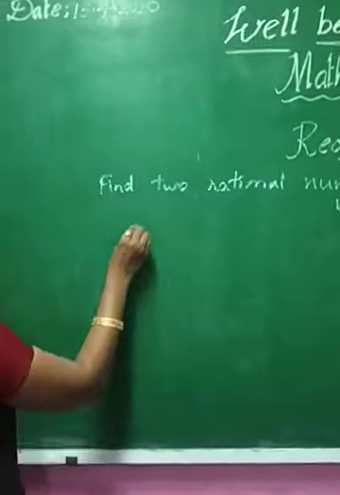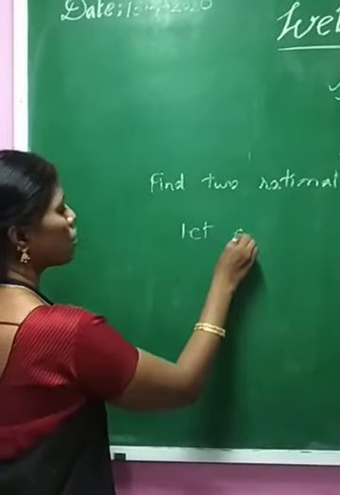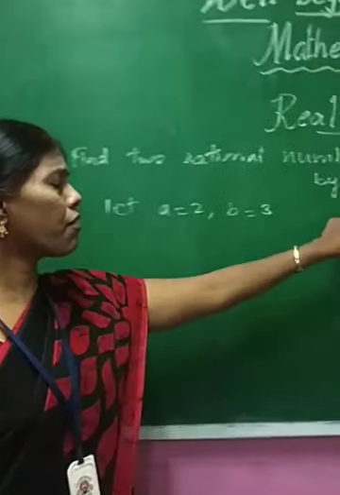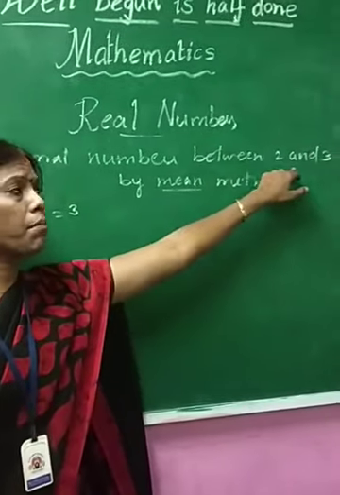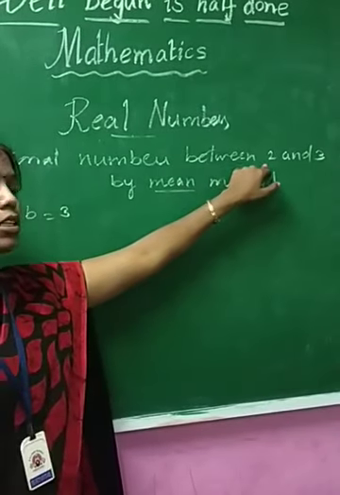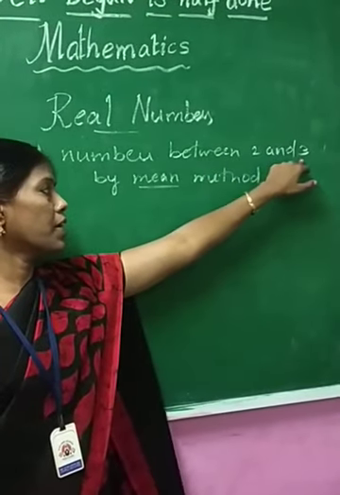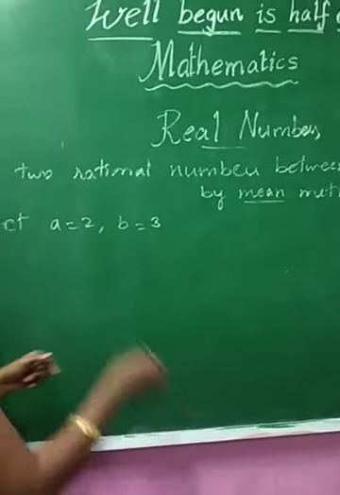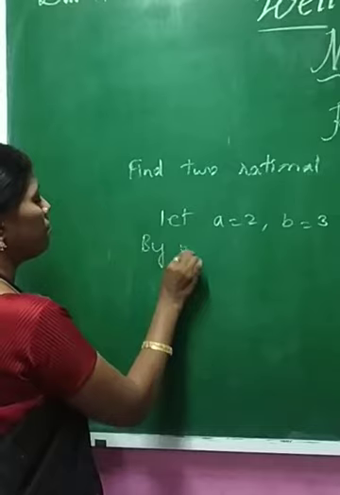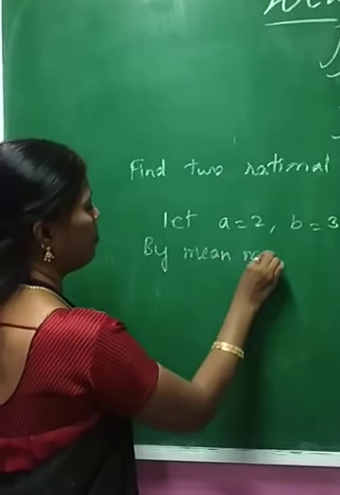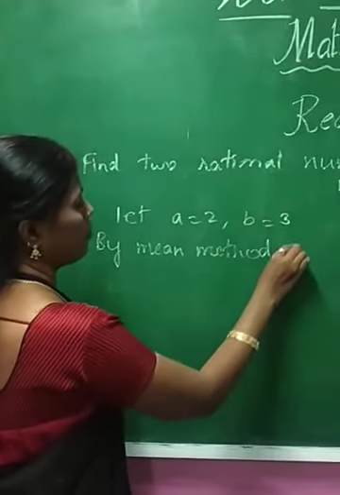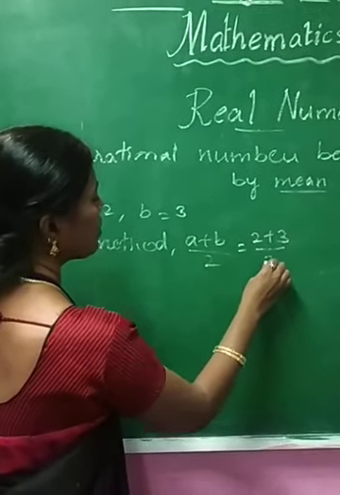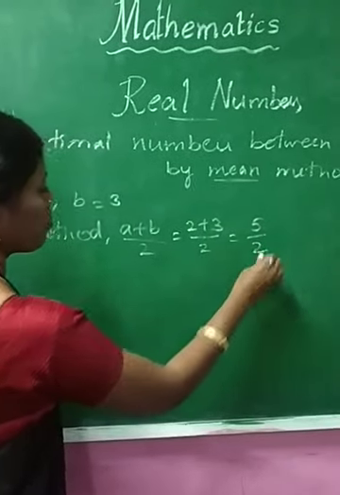So let us assume the given A as 2 and B as 3. In the mean method, we are finding for two numbers. So what is the mean? If you assume this 2 as A and this 3 as B, then (A plus B) by 2 is nothing but the mean, the average. So by the mean method, (A plus B) by 2 is equal to (2 plus 3) by 2, that is 5 by 2.